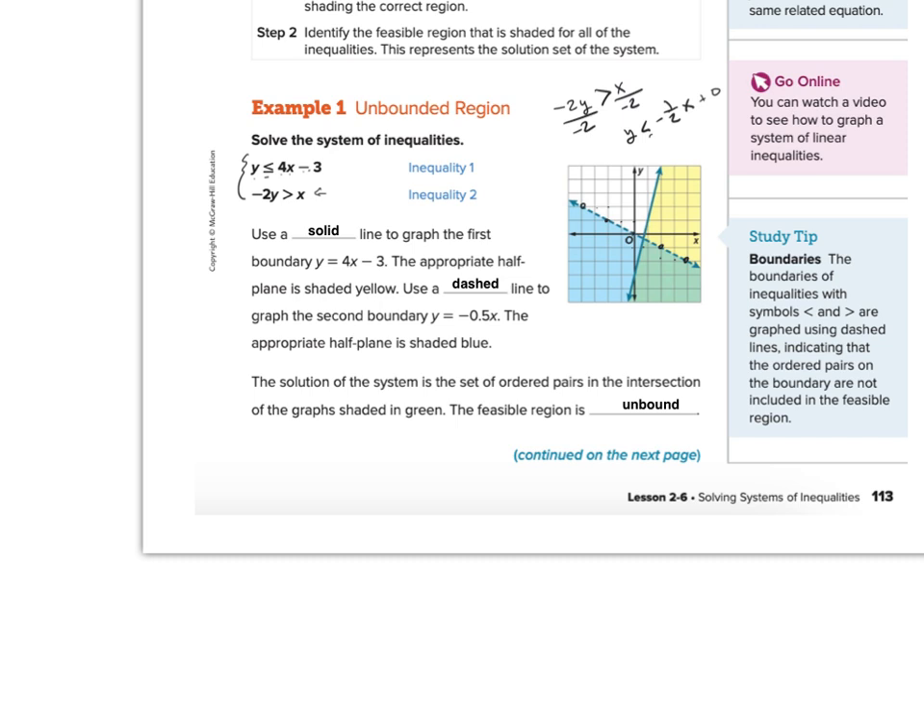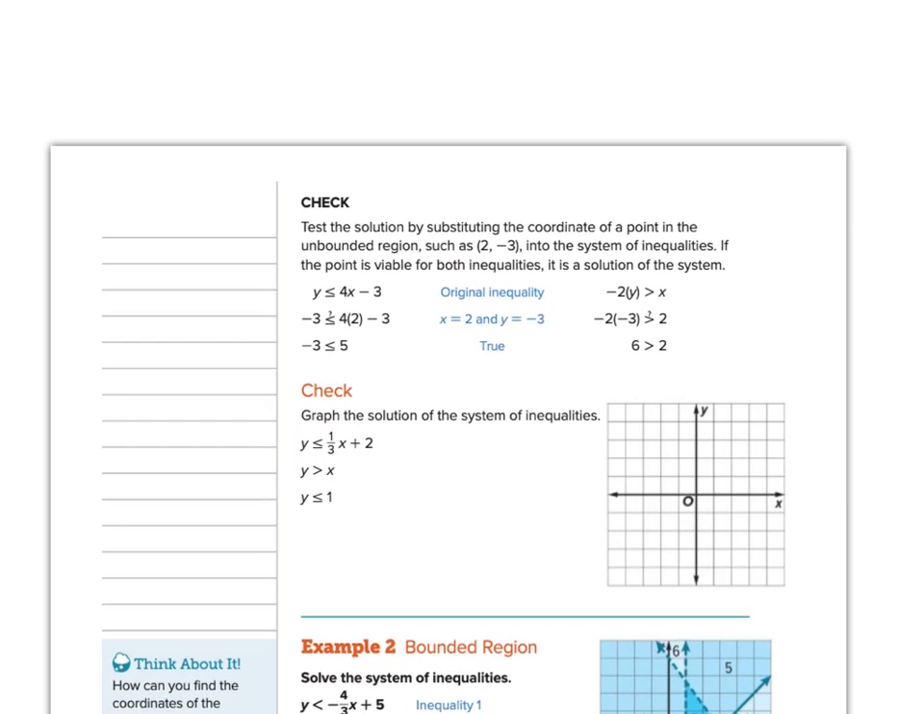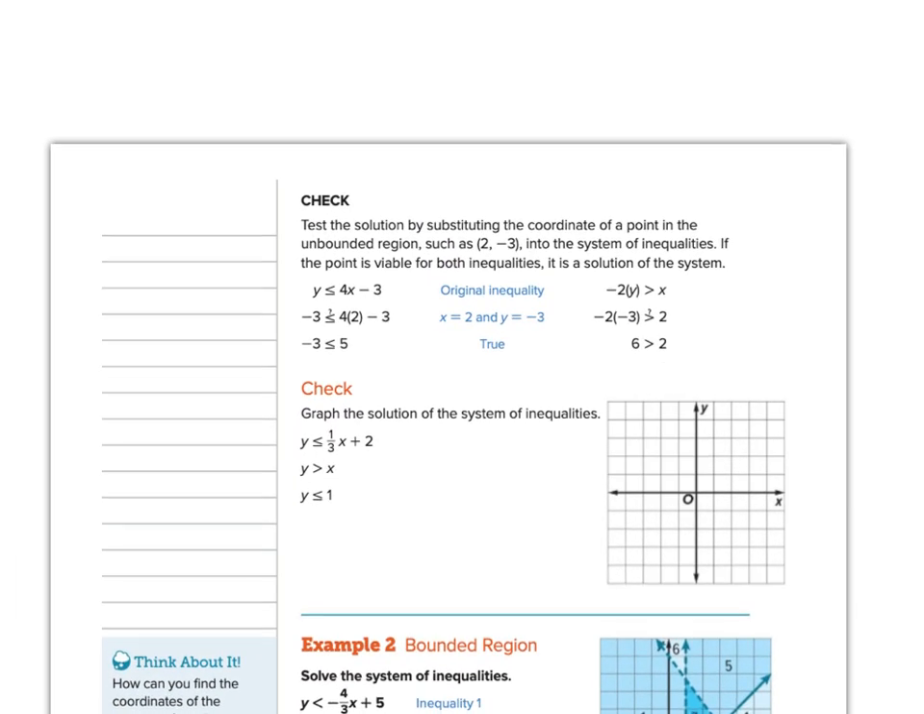Let's see, 3. So 2, negative 3 is right here. They picked that point to see if it is a solution. Do this check, checking the region, and what they did was they picked a point.